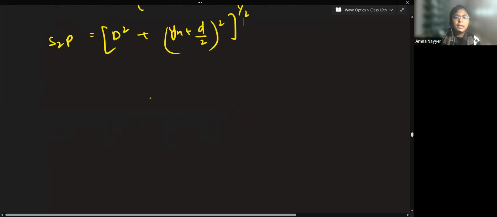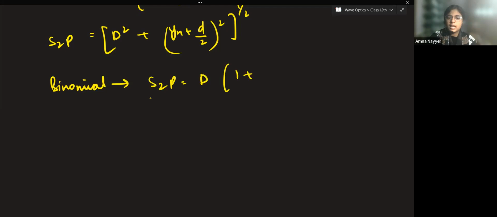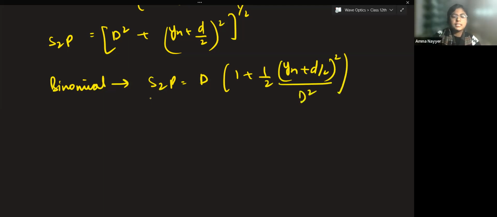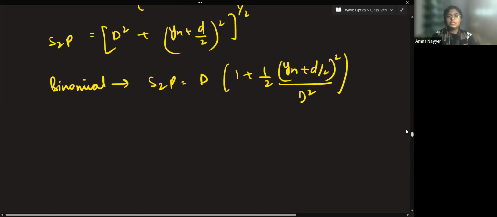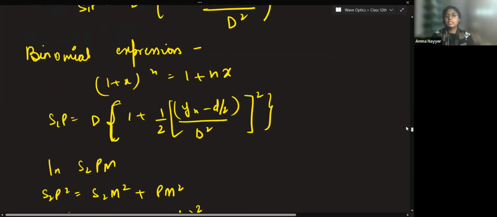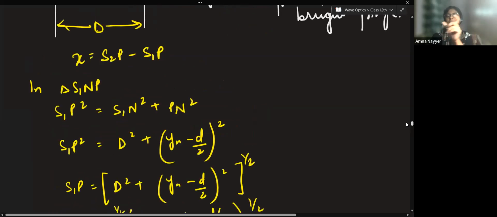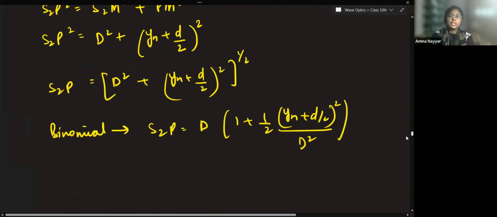If you use the binomial expression again, S2P will be, D taken common, 1 plus half of yn plus d by 2 whole square by D square. This is just the difference that is arising with plus and minus, right class? Now you have the value of S2P from here. You have the value of S1P from here. Can we put it into this equation? X equals S2P minus S1P. Now put it in this.